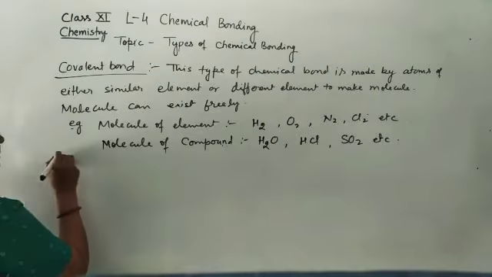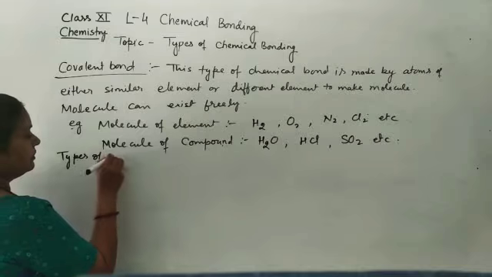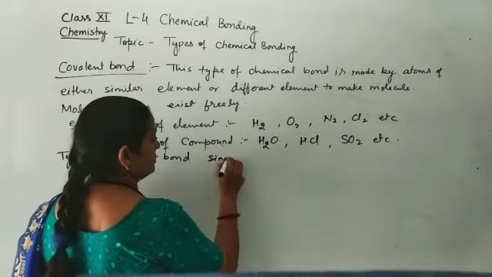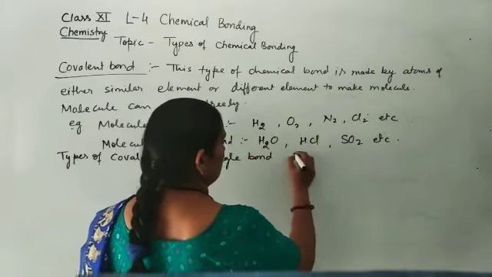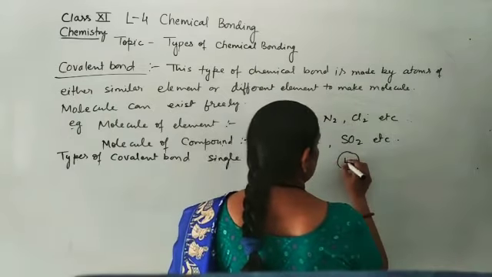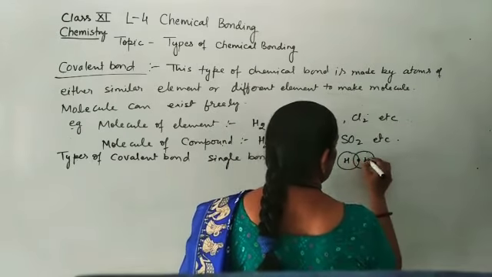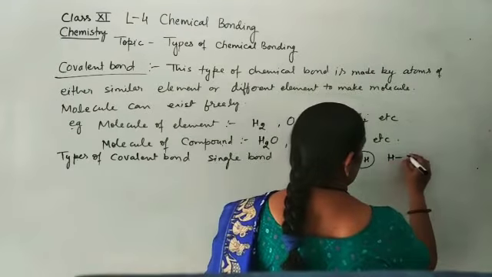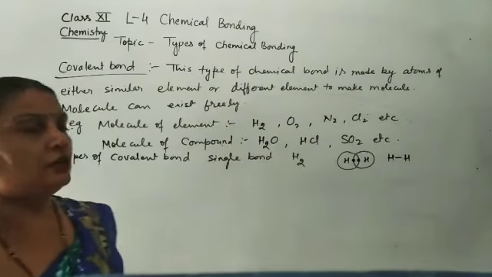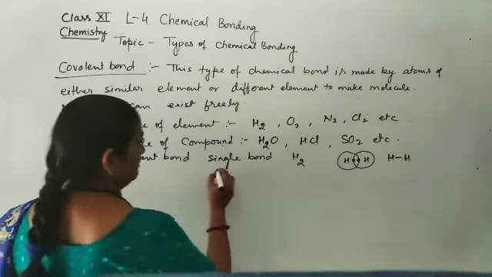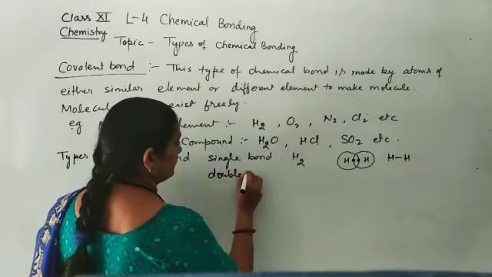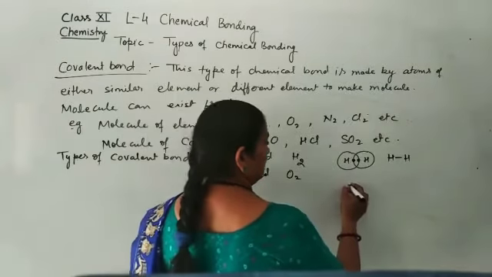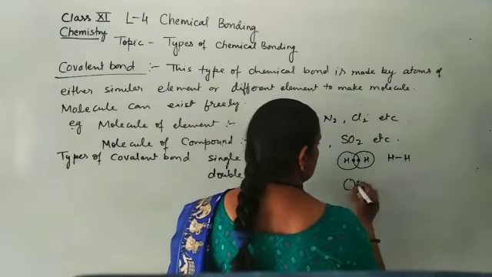Okay, there are different types of covalent bond. That is single bond as made in hydrogen. See, hydrogen has two electrons sharing with each other, and a single bond is formed. When there is sharing of one pair of electrons, it forms a single bond. When there is sharing of two pairs of electrons, it is making a double bond. See this?